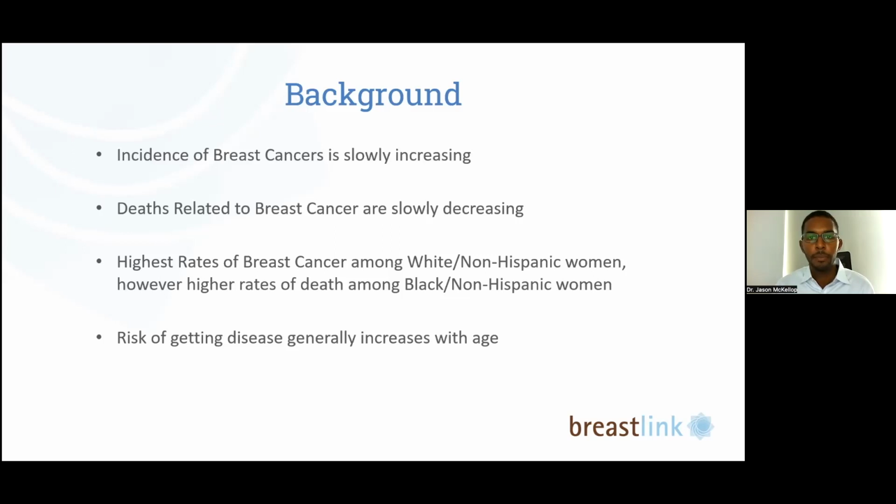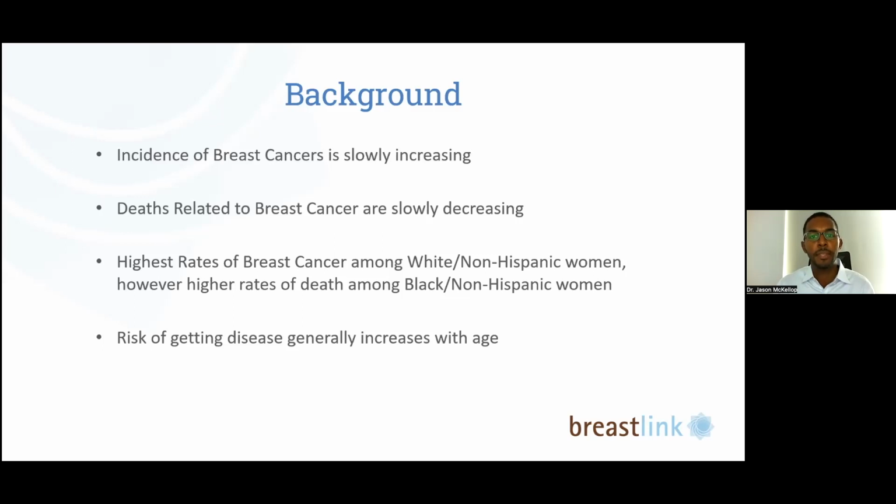Interestingly, the rates of breast cancer among certain ethnic populations are higher than others. But the mortality or deaths related to the disease are often unrelated to the number of cases in each population. For example, when we look at the rates of breast cancer among American women, we can see that the highest rates of breast cancer are among white non-Hispanic women.